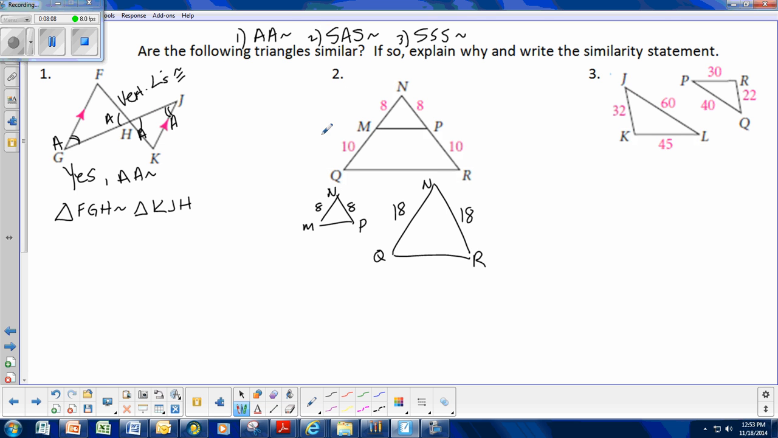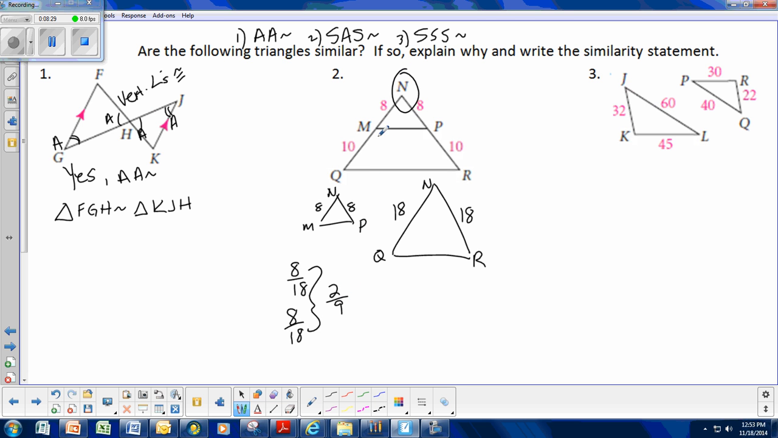Now, first thing I'm going to do is check the sides and see if they're proportional. Okay, so this 8 matches that 18, so 8 over 18, and then we have 8 over 18. So those both reduce to 2/9. Okay, so the sides are proportional.